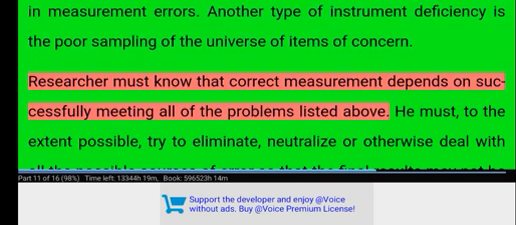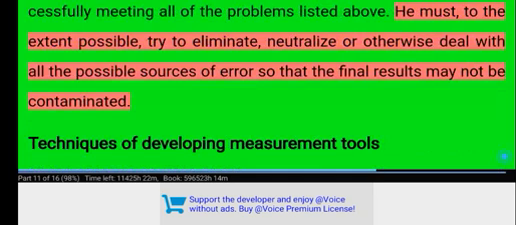Researcher must know that correct measurement depends on successfully meeting all of the problems listed above. He must, to the extent possible, try to eliminate, neutralize or otherwise deal with all the possible sources of error so that the final results may not be contaminated.